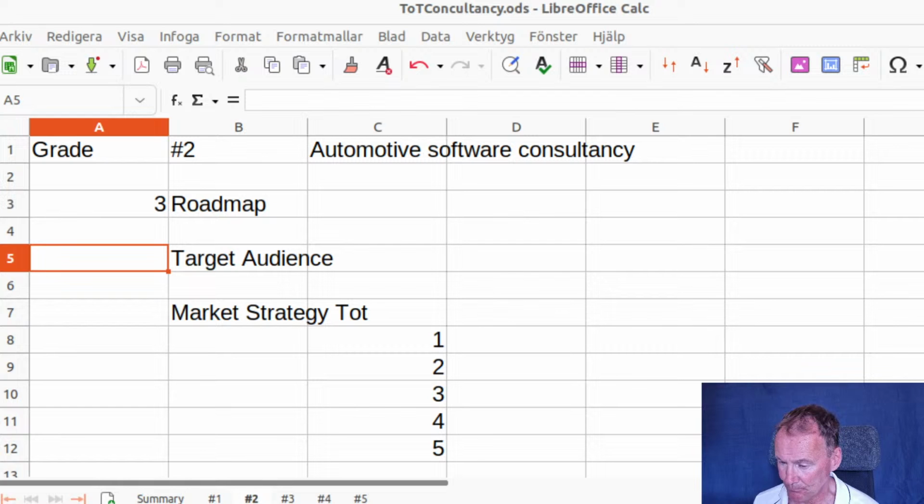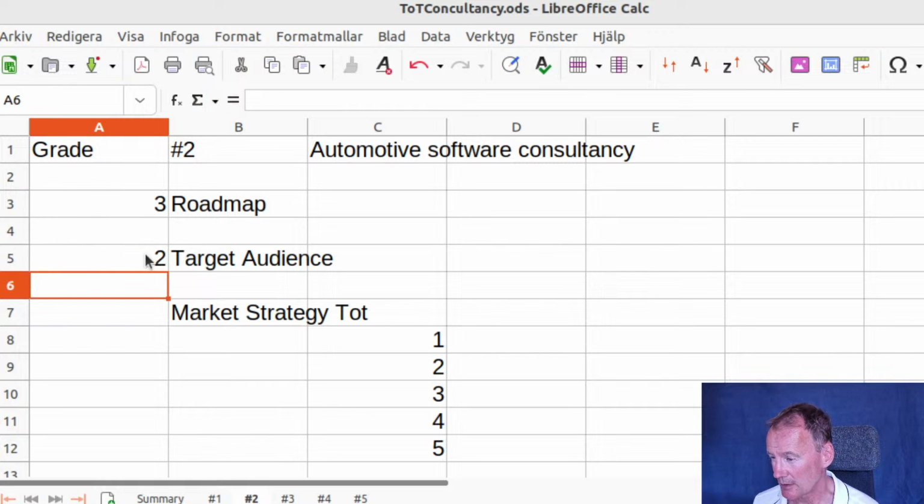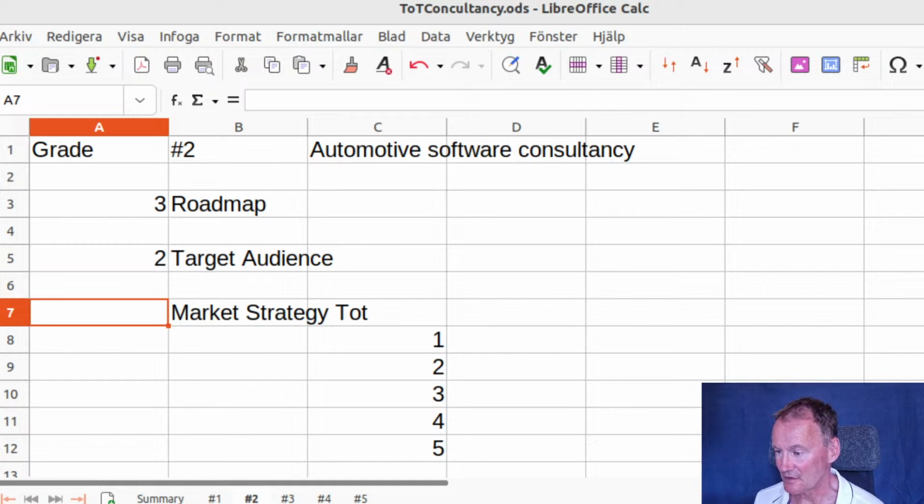Yeah, not really that high quality target. I think the prompt needs to be more targeted here. What about the market strategy here? Strong online presence.